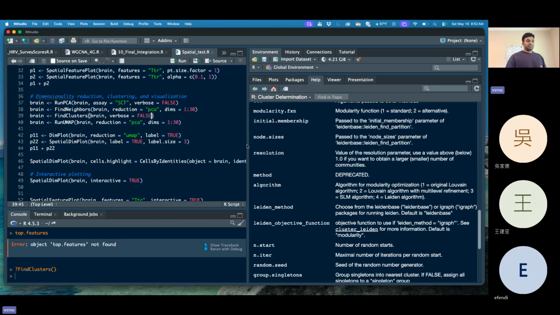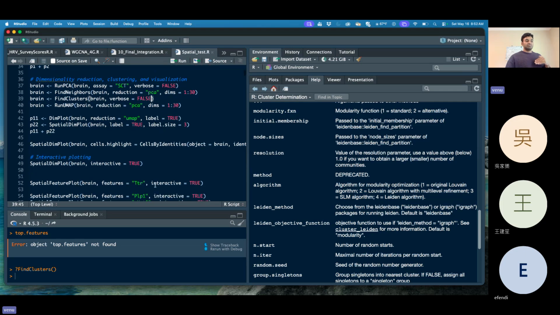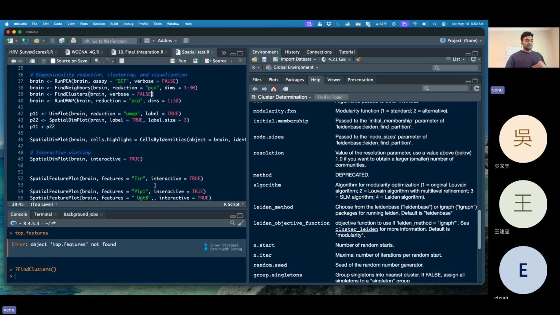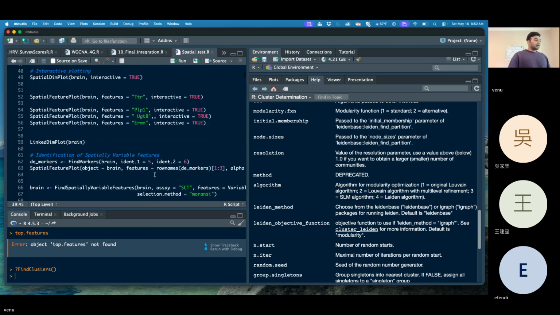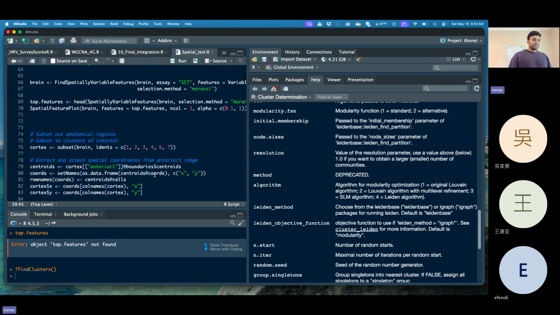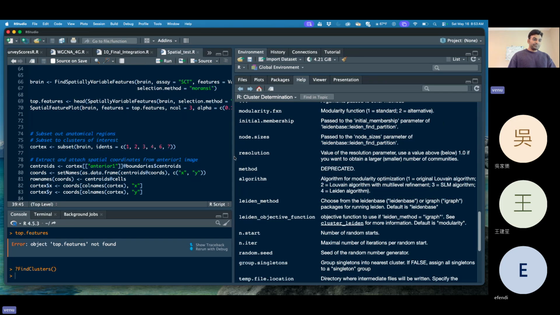But the difference is that here it is image level, and at the same time downstream we have deconvolution information to identify spot-level cell proportions. Did you get my point, Professor?